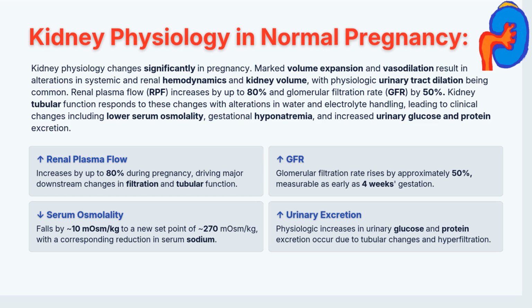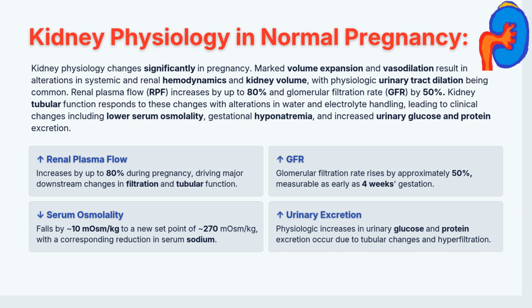In a normal pregnancy, kidney physiology changes quite dramatically because of volume expansion and systemic vasodilatation. Both the maternal circulation and the kidney adapt very early in pregnancy. Renal plasma flow may increase as much as 80%, and GFR typically rises by around 50%. These changes can be seen as early as 4 weeks into pregnancy.